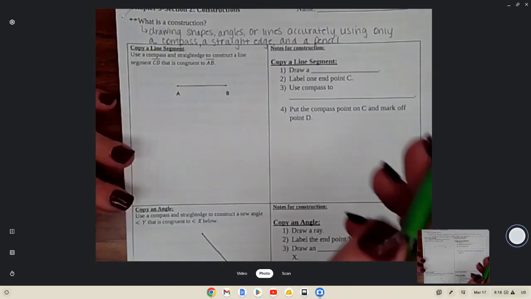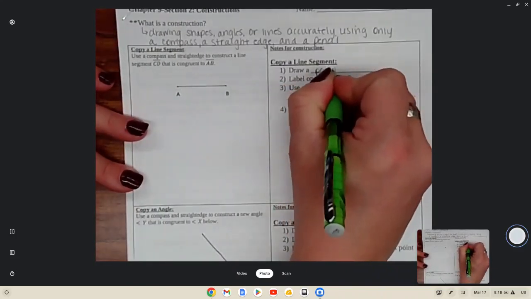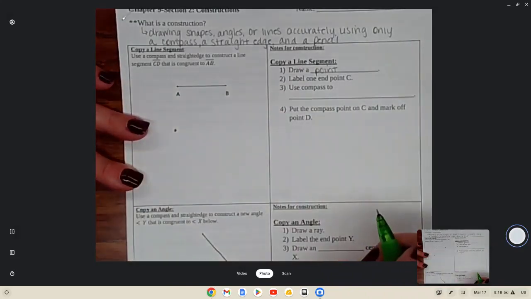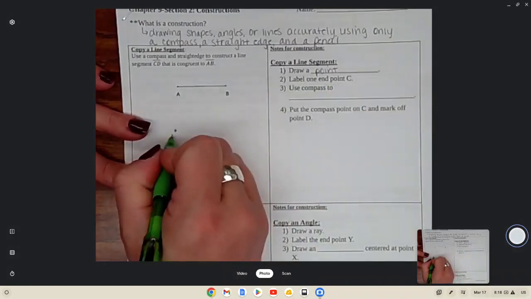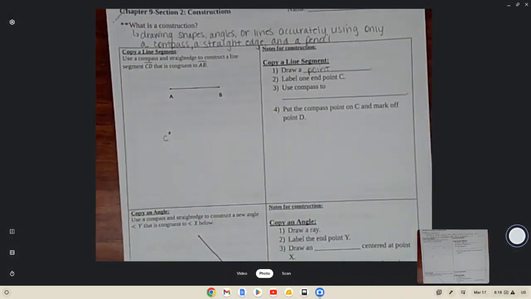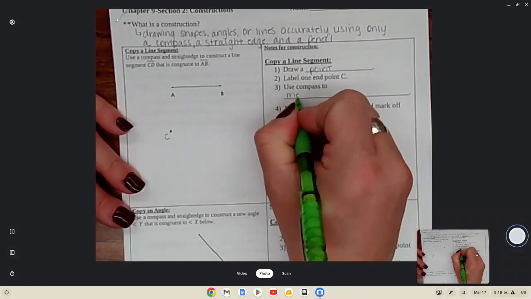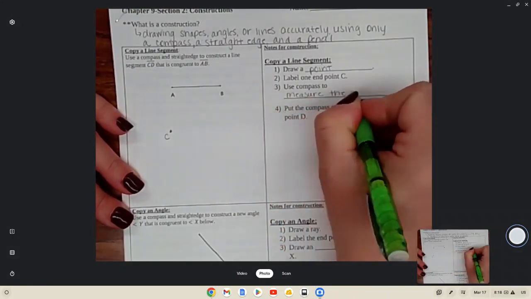So here's what you do. You're first going to draw a point. So I'm going to make a point down here. It says label this endpoint C. So there's point C. Then step 3, it says use compass to measure the segment.